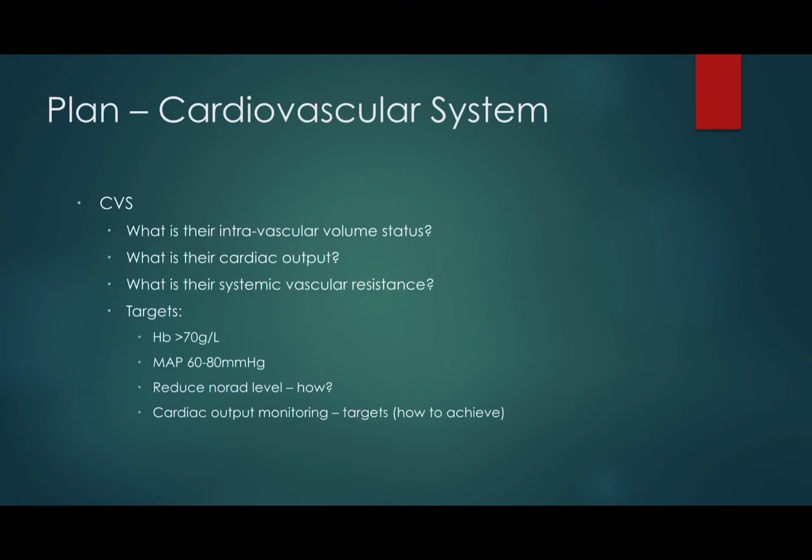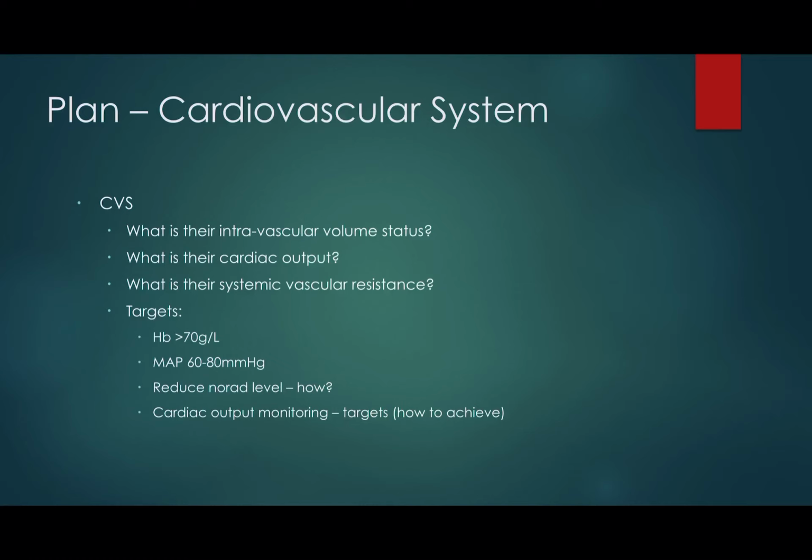In terms of targets, we talk about a hemoglobin target of over 70. If they've got ischemic heart disease or evidence of ongoing ischemia, we may target higher hemoglobins of 80 or even 90. And mean arterial pressures, we want to target between 60 and 80 for most patients. Most people will aim to target a mean arterial pressure of 65. Beware, some patients who have chronic hypertension may require higher blood pressures to maintain an adequate perfusion pressure to their organs.